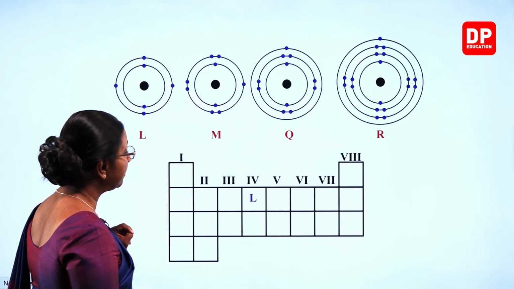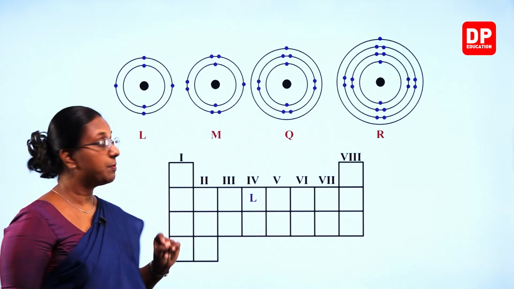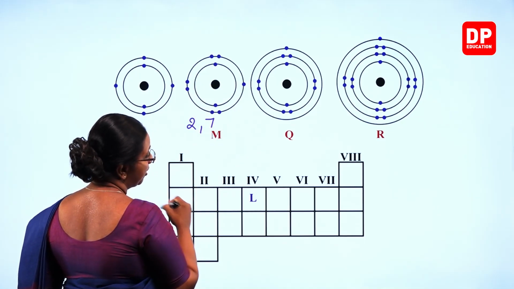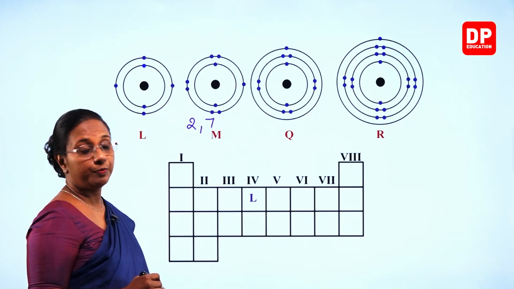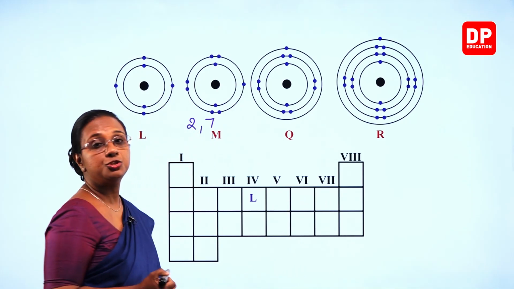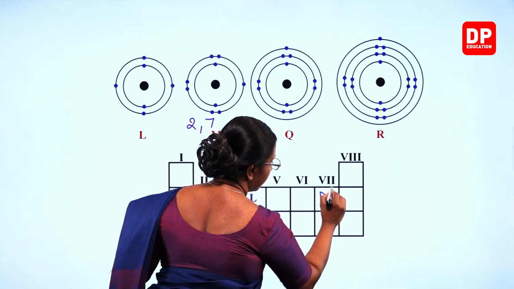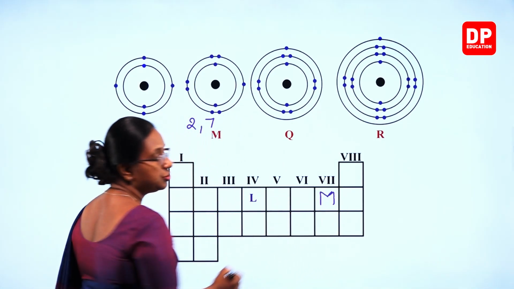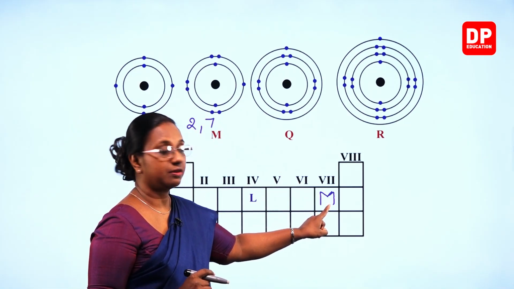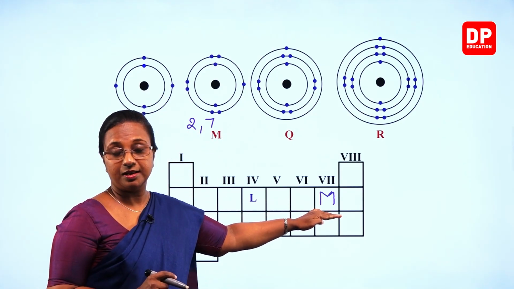Now M, we already found that it is fluorine, 2, 7. 7 is the number of electrons, corresponding to group number 7, and 2 shells means period 2. Then where does it go? It goes to this position: group 7, period 2. Is that clear? The number of electrons in the last energy level is the group. The number of shells containing electrons is the period.